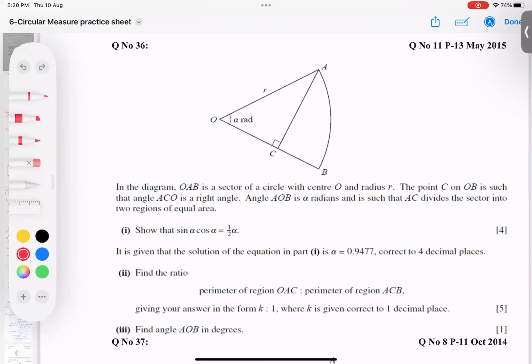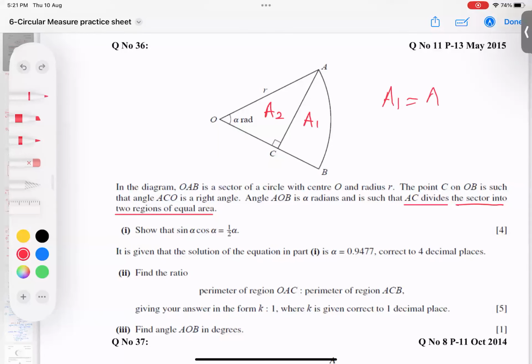And this most important line, which is a key point: AC divides the sector into two equal regions. It means this R1, or you can say area 1, is equal to area 2. So I repeat again, AC divides the sector into two regions. It's a very, very clear mention here, and they are equal regions. I have two options. I can say area 1 equals area 2.